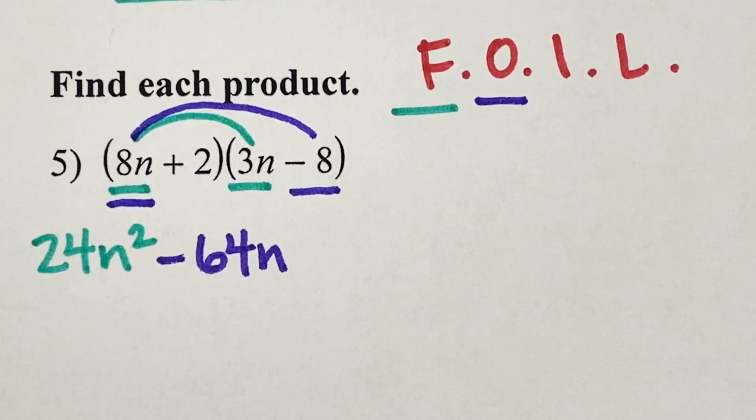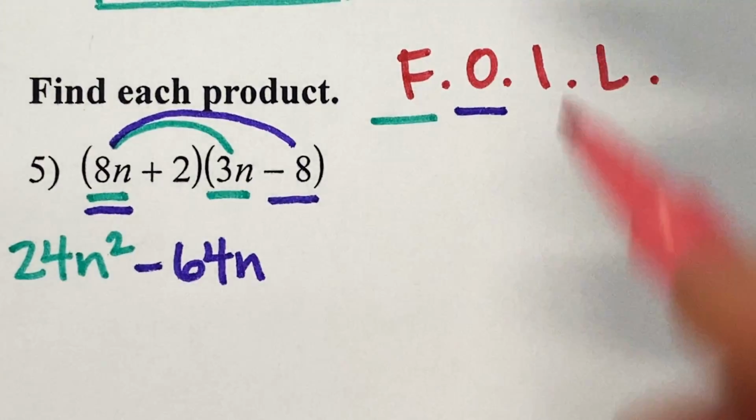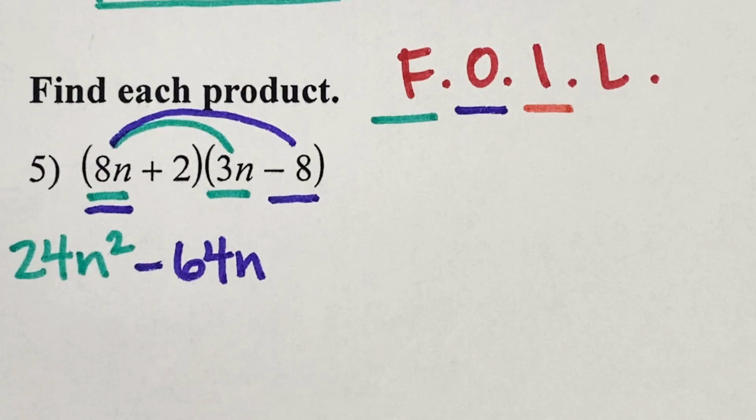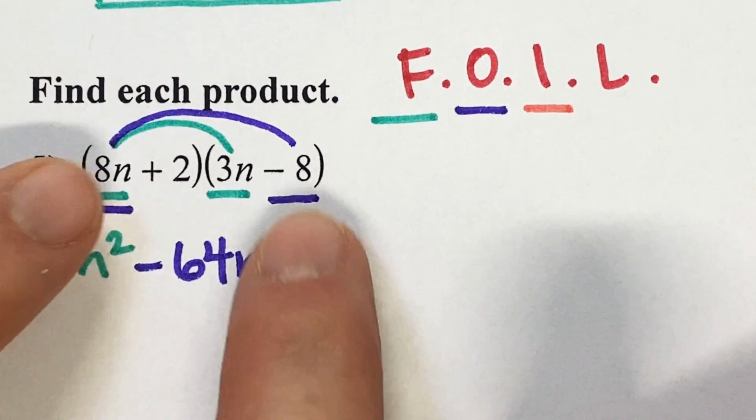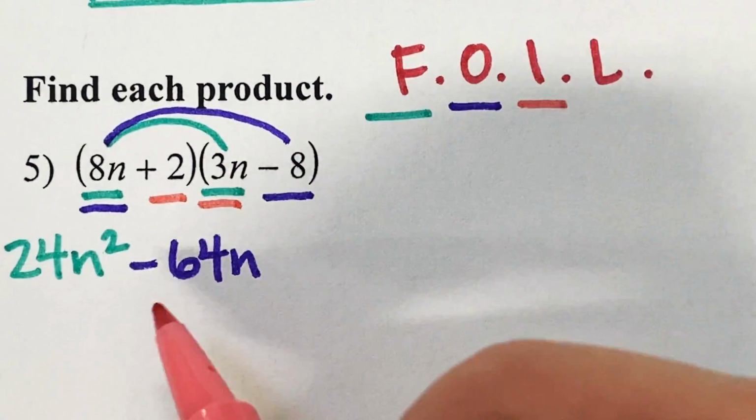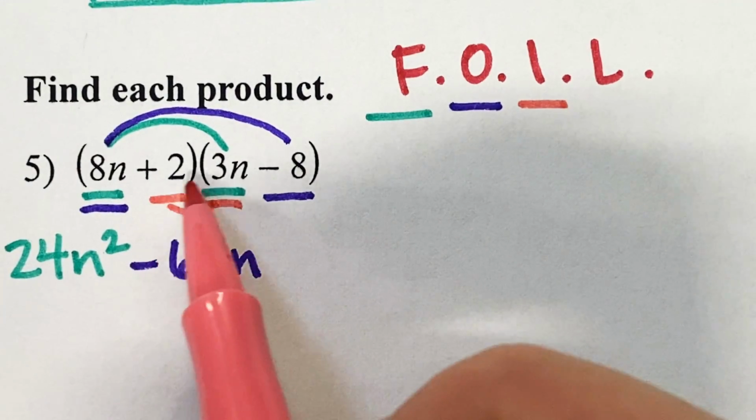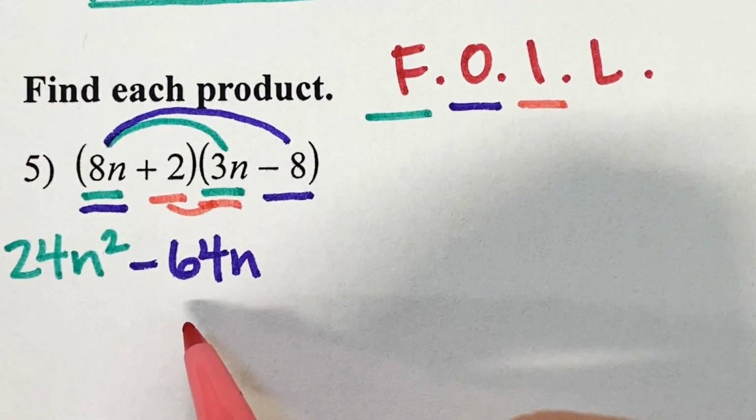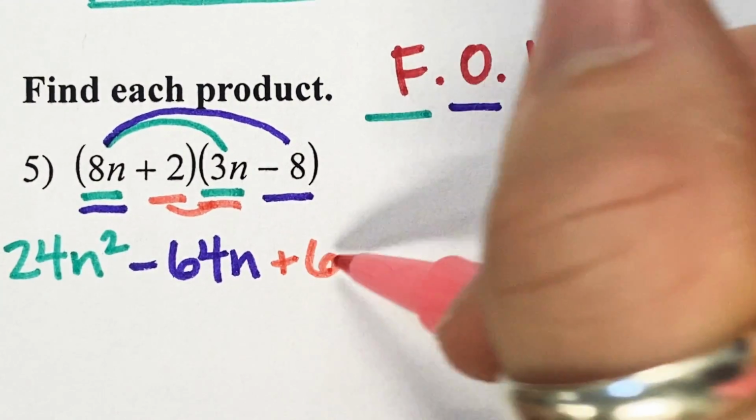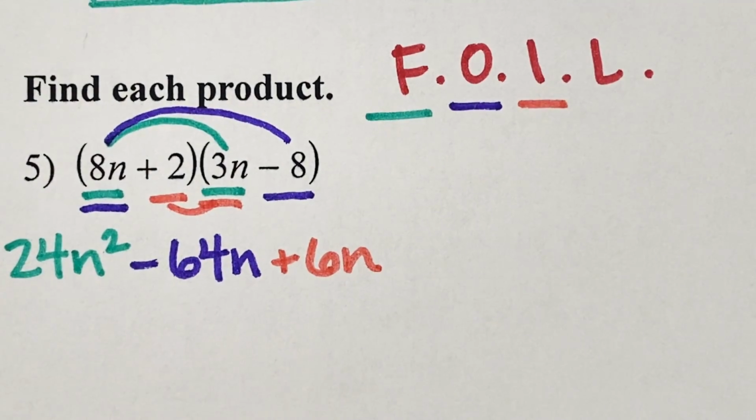Okay, so we're almost there. Our next letter in FOIL is our I, which stands for our inside terms. So if 8n and 8 were our outside terms, that means that 2 and 3n are our inside terms. We're going to multiply 2 times 3n. So what is 2 times 3? It's going to give us positive 6 with 1n. Beautiful.